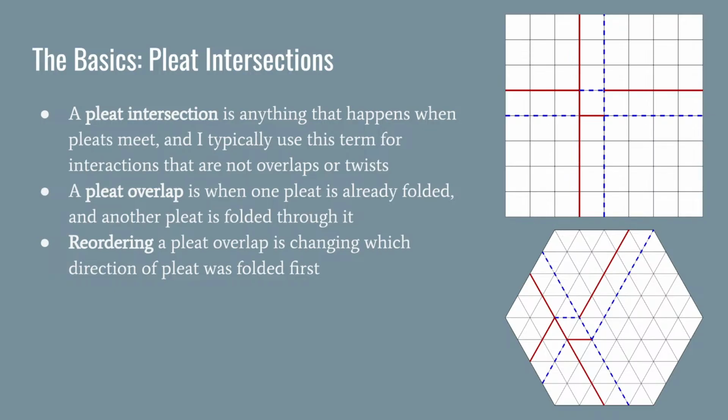So that's one form of more specific things that happen at the intersections. Like if it's a twist, I'll just call it a twist instead of a pleat intersection. So mostly I say pleat intersection for everything that's not an overlap or a twist. And then reordering a pleat overlap is changing which pleat was folded first. So in this square grid case, the vertical pleat was folded first. If we want to reorder that, we would make the horizontal pleat fold first and then the vertical.